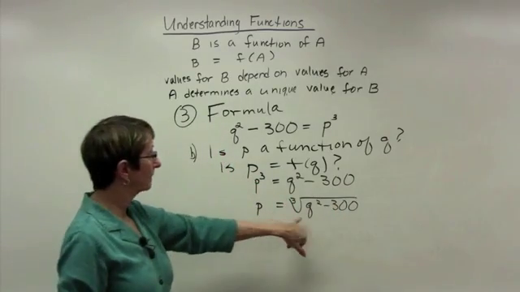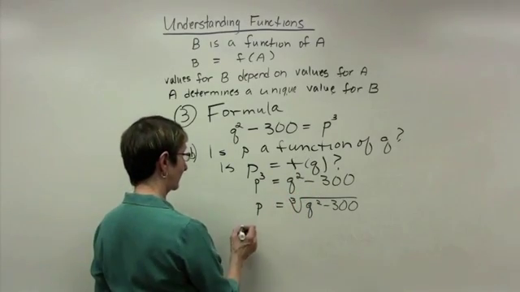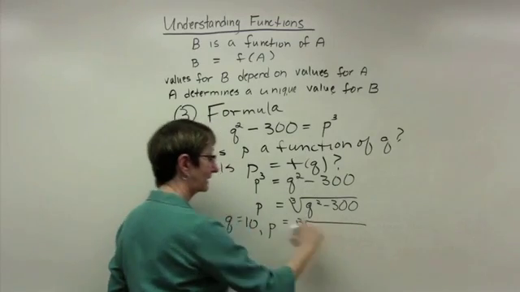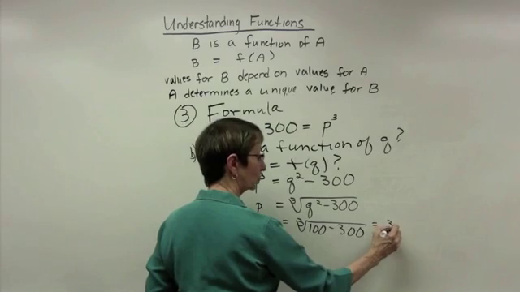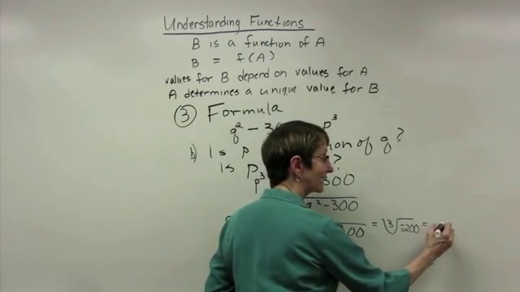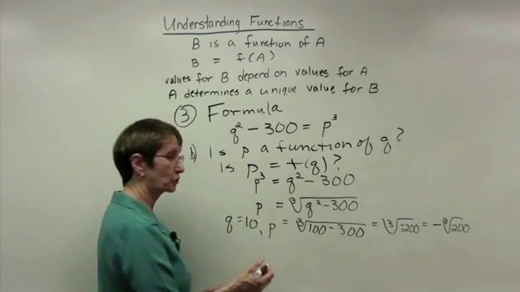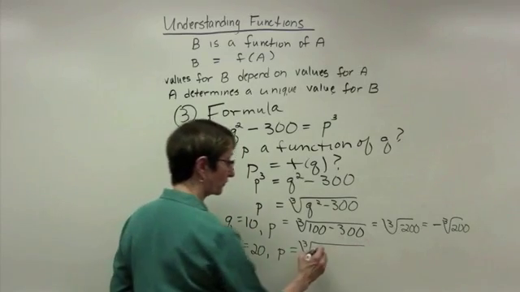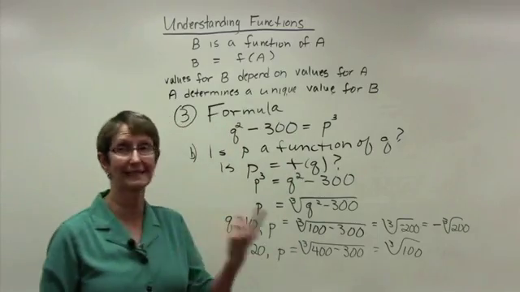And this time let's look at some values. If I plug in a number for Q, I take the cube root of whatever's left and I have one answer. For instance, if Q is equal to 10, P is equal to the cube root of 10 squared, which is 100, minus 300. So that gives me the cube root of negative 200. And because it is a cube root, it's an odd root, that's the same as the negative of the cube root of 200. So I get one single answer. Let's look at Q equal to 20. Then P is equal to the cube root of 20 squared, which is 400, minus 300, which is the cube root of positive 100, which is a single positive number.